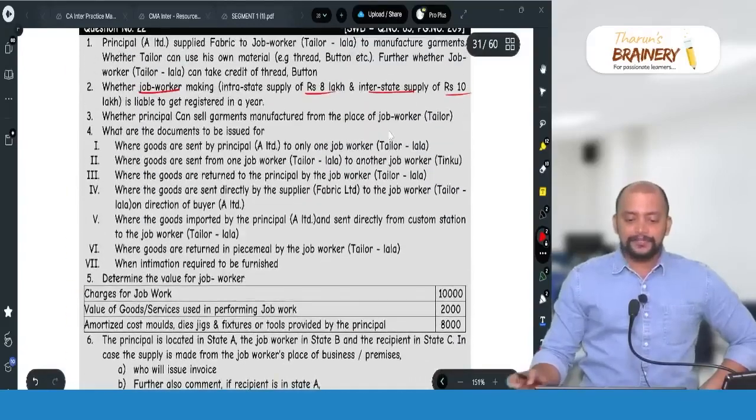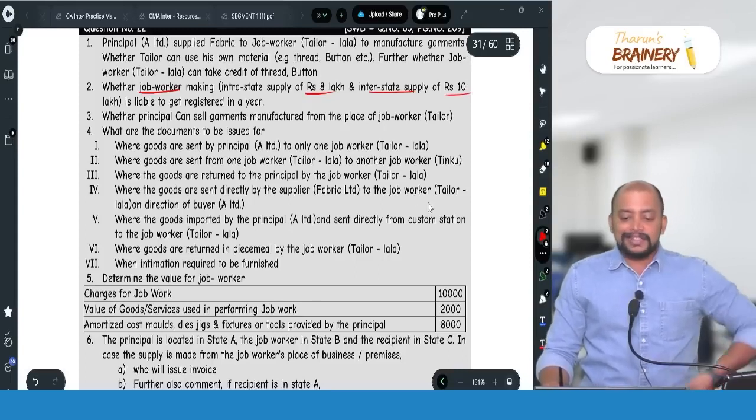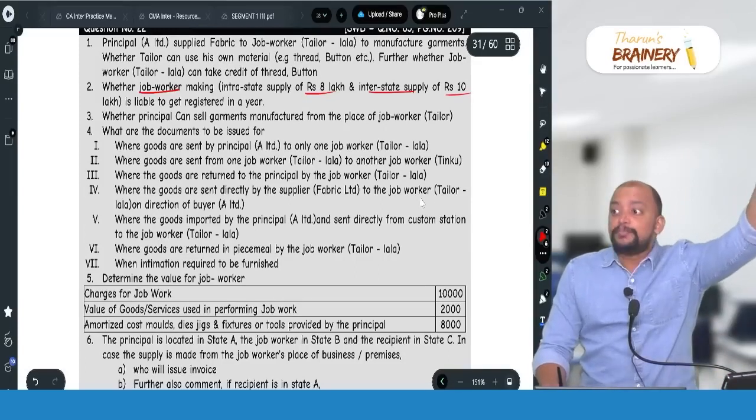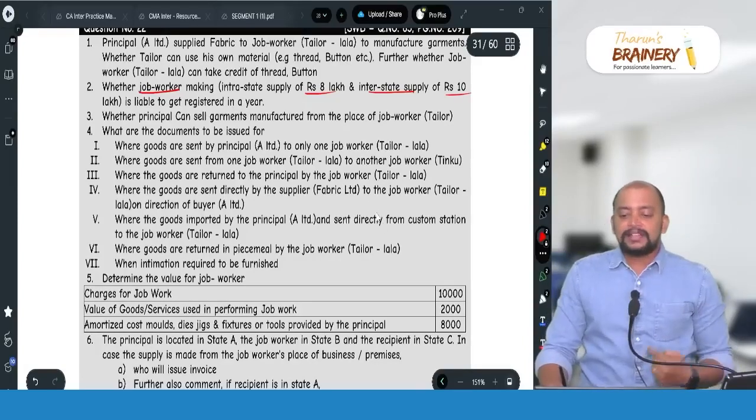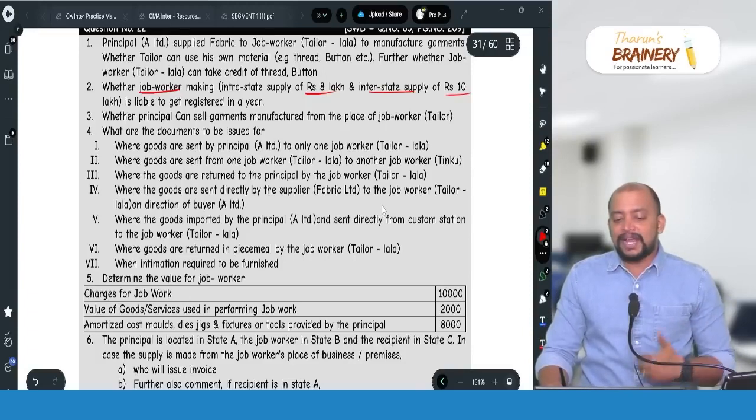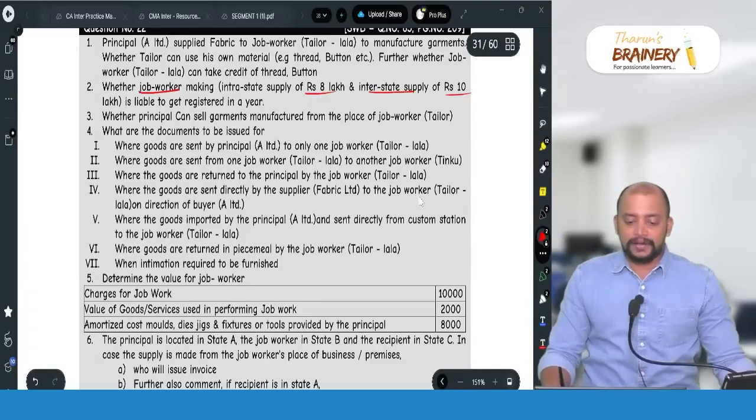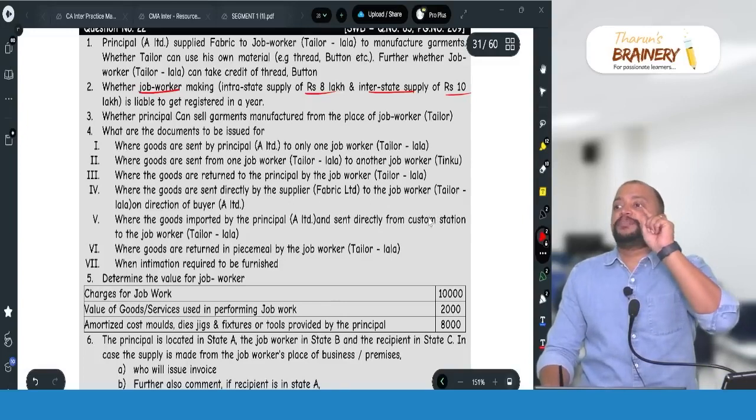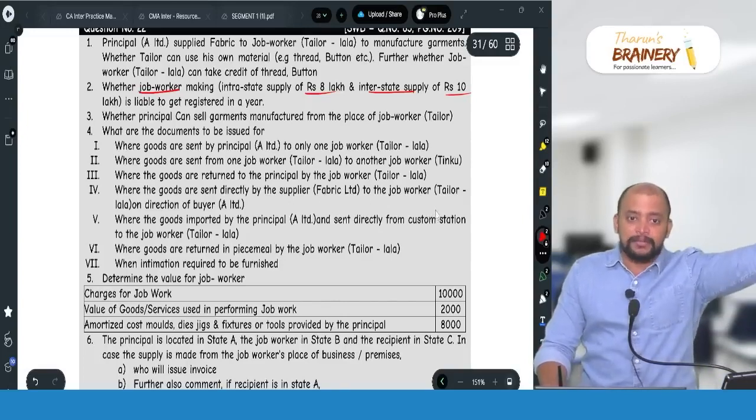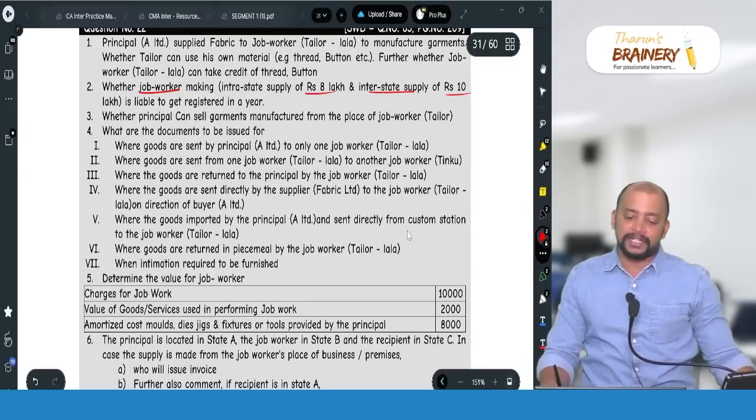Then next, where goods are sent directly by the supplier to the job worker. Then the supplier will raise the bill to ship to invoice. Billing address will be the principal, and shipping address will be that job worker. Where the goods are imported by principal and sent directly from the customs station, two copies of delivery challan with a copy of the bill of entry, because the goods are directly going from import to the place of job worker.